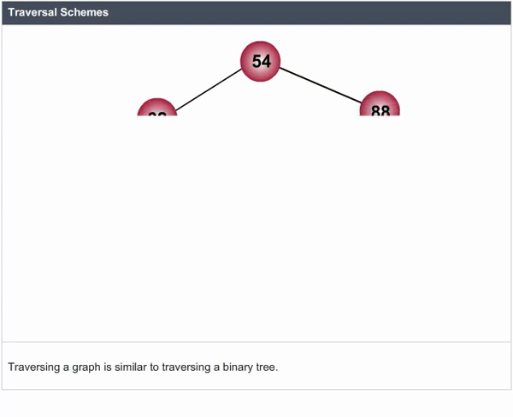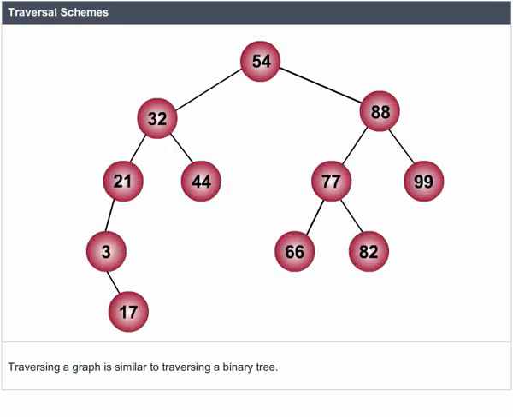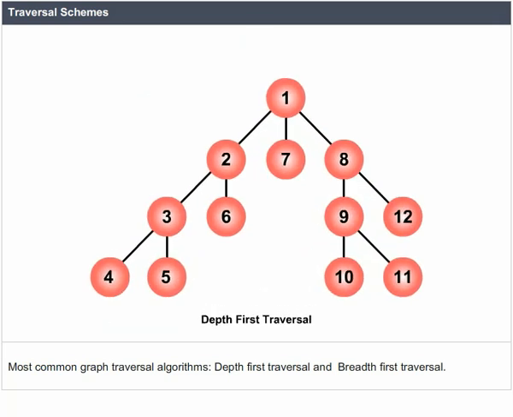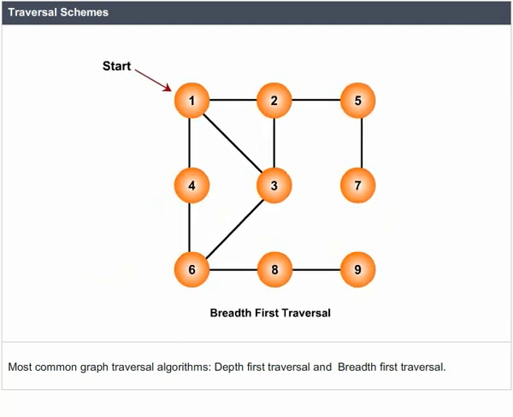Traversal schemes. Traversing a graph is similar to traversing a binary tree. A graph might have cycles, so we might not be able to traverse the entire graph from a single vertex. The most common graph traversal algorithms are depth-first traversal and breadth-first traversal.